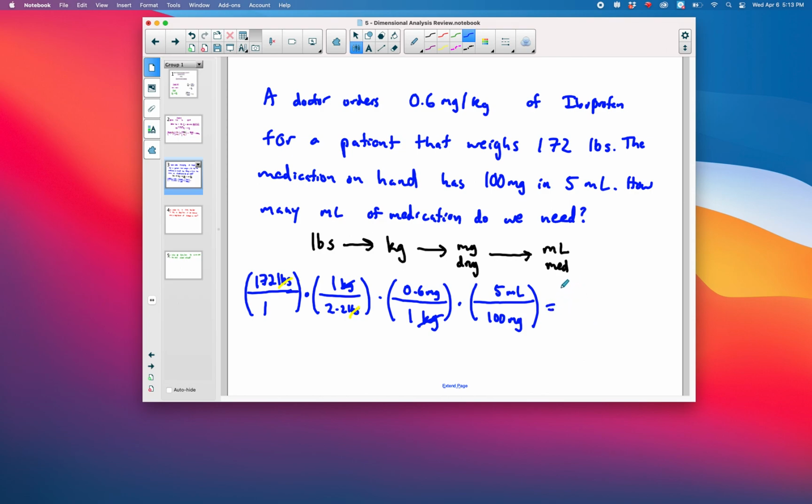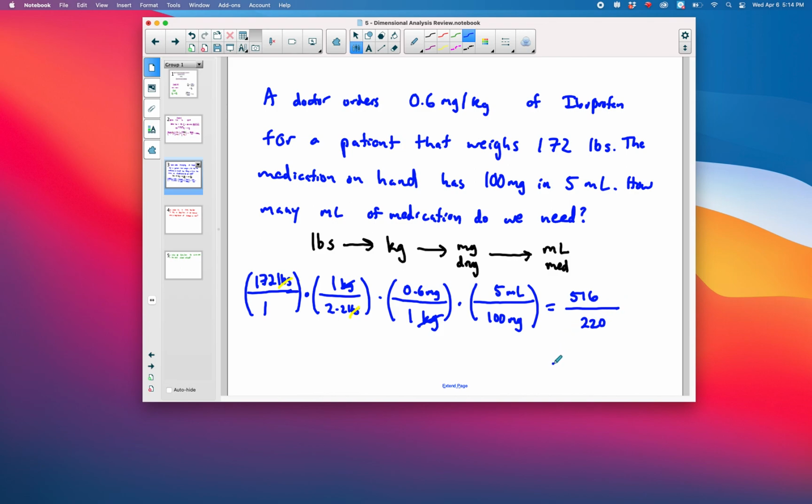Okay, and then multiply across the top and multiply across the bottom to get our answer. So we bust out our calculator, or a different calculator that has batteries, which is 172 times 0.6 times 5, which is 516. And in the bottom, it's 100 times 2.2, which is 220.